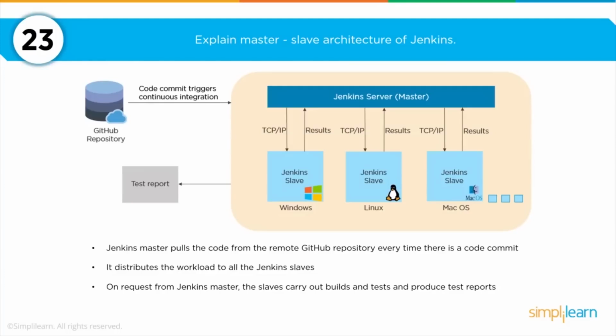It will distribute the workload of that code and the tests that need to be applied to that code to all of the Jenkins slaves. And then on request, the Jenkins master and the slaves will then carry out all the builds and tests to be able to produce test reports.